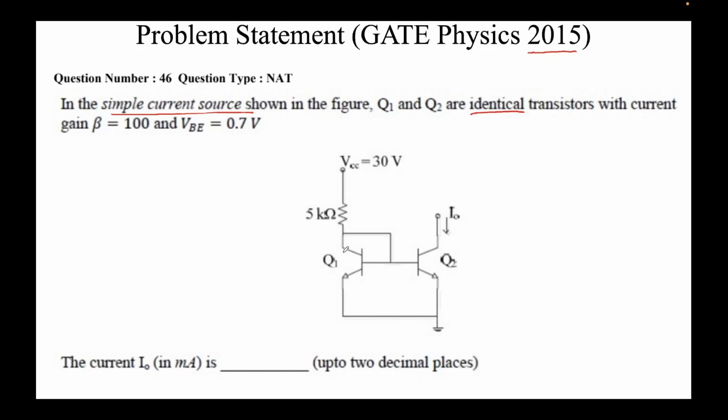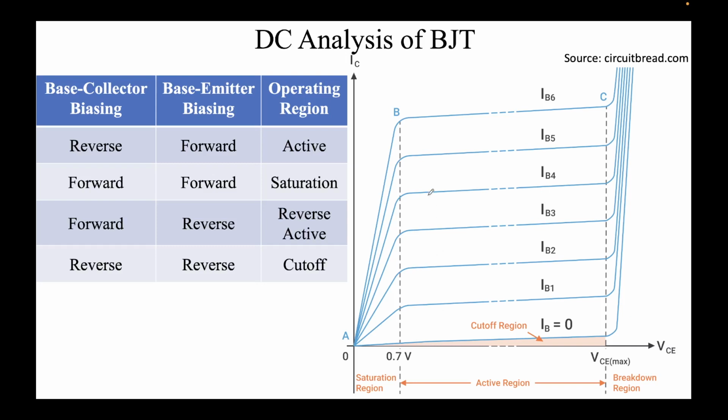This is a numerical answer type question, and once we find our answer, we have to round it off up to 2 decimal places. Before we begin the question, let's just have a brief look into the DC analysis of BJT. As you know, BJT has two PN junctions. One is the base emitter, the other is base collector. So depending on their biasing, we have obtained some operating regions.